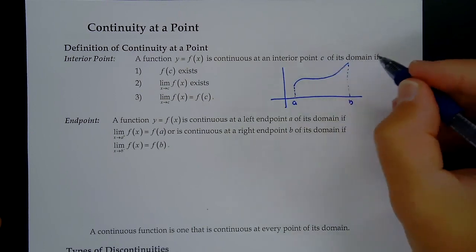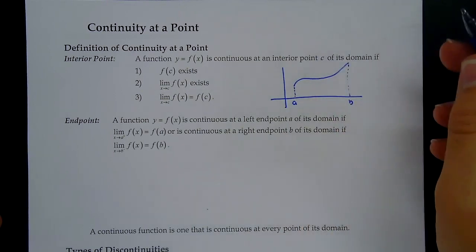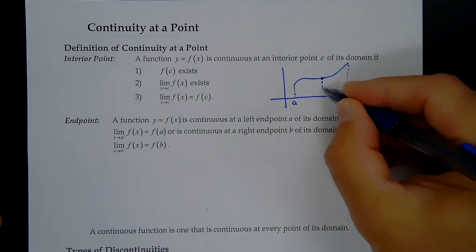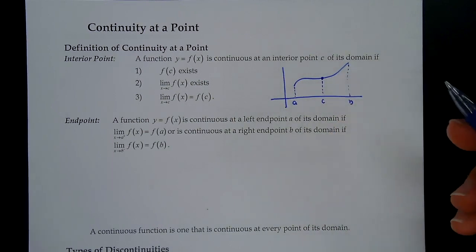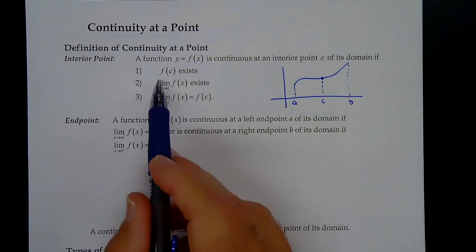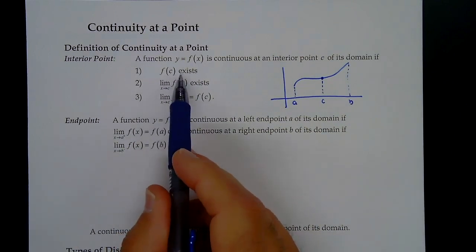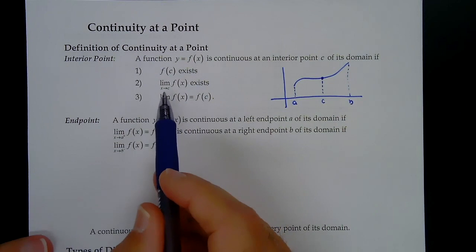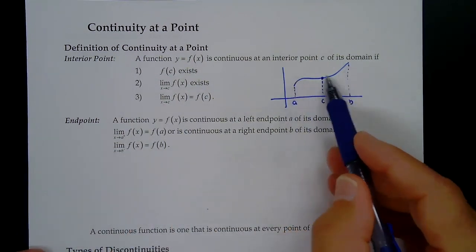So in this, we're talking about a point in the interior of its domain. Somewhere in here, like right there, and that would be my C that I'm talking about. We know it's continuous at this value of C if three conditions are met. First, f of C has to exist. You would have to be able to put that in, and you have a function value at that value. And this is a continuous function, by the way, what I drew.